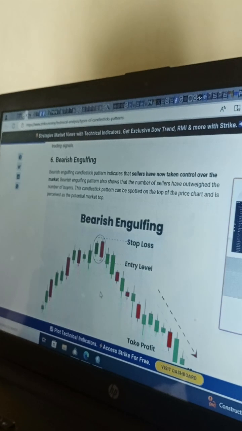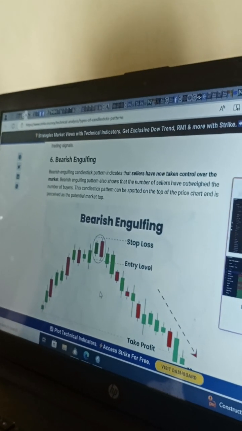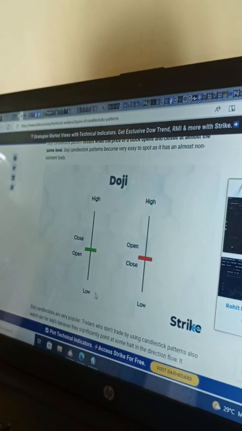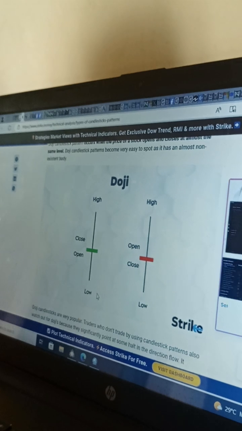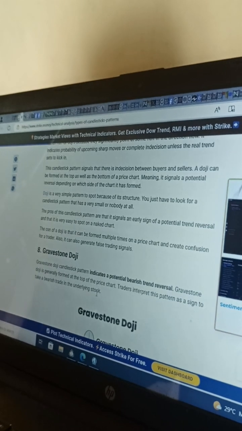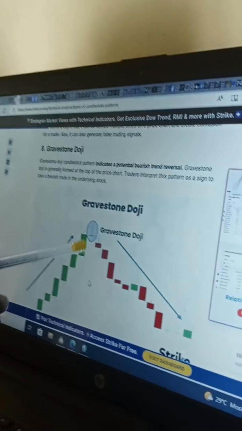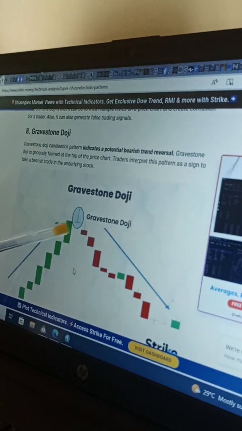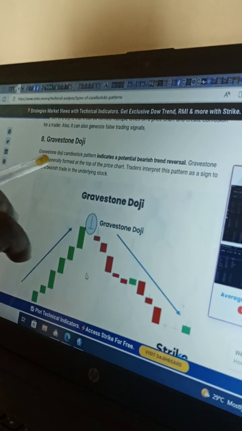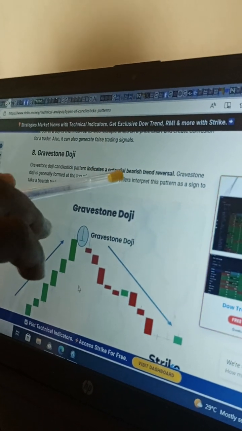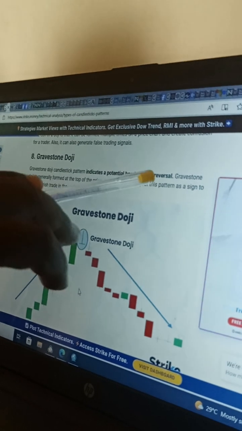Bearish engulfing. We have treated bearish engulfing. Then we have doji candlestick. You can see we've treated this. Doji candlestick is usually very long, with a long shadow. Then this is gravestone doji. Now, look at this. The encircled figure here is a gravestone doji. The gravestone doji candlestick pattern indicates a potential bearish trend reversal.